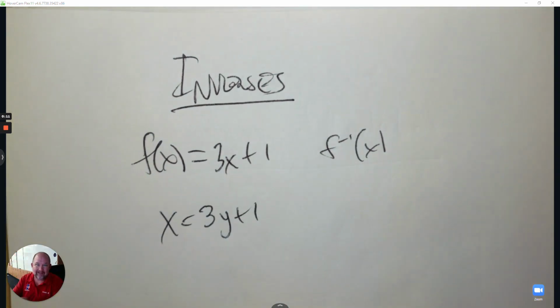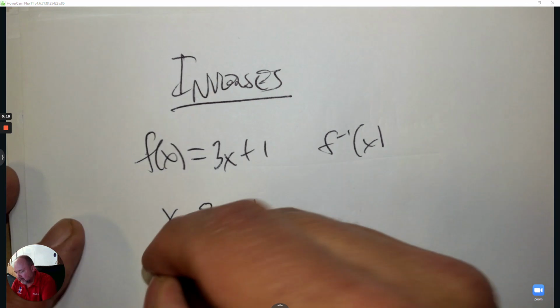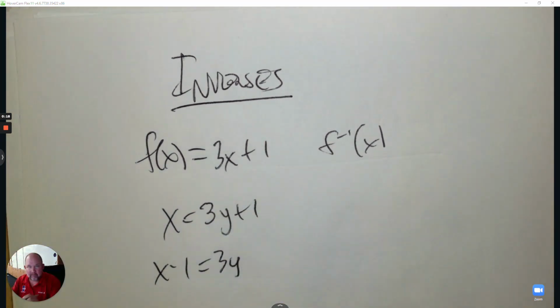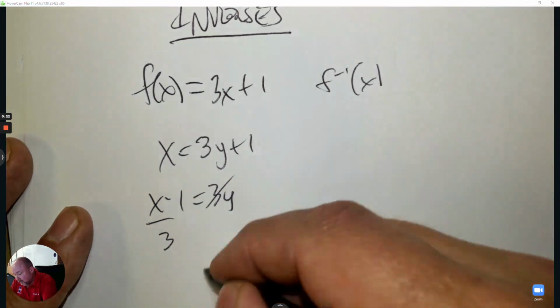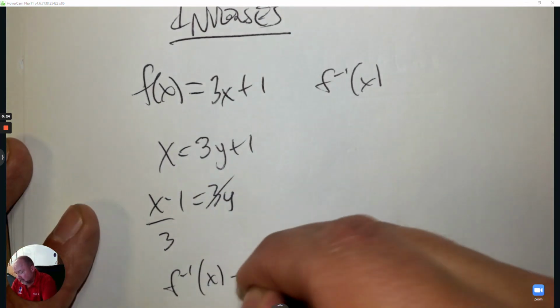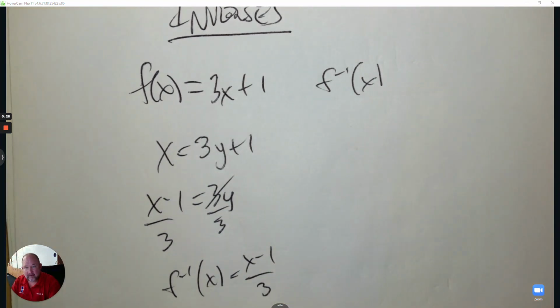And then we use inverse operations to undo whatever's happening to y. So instead of adding 1, we're going to subtract 1. Instead of multiplying by 3, we're going to divide by 3. And then when we have that answer, we use that symbol, and you did it.